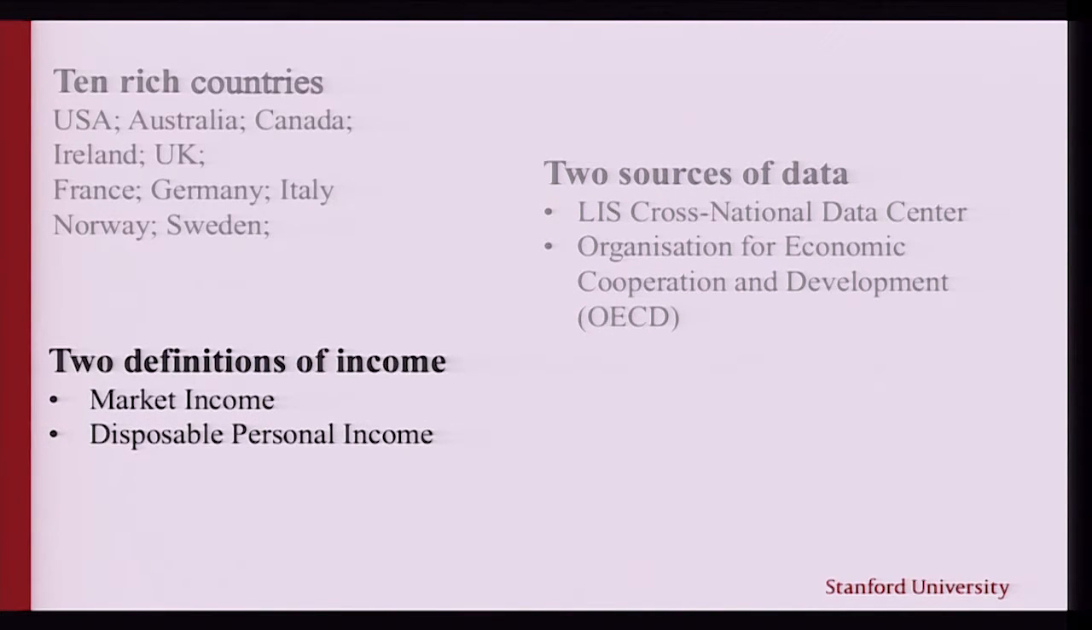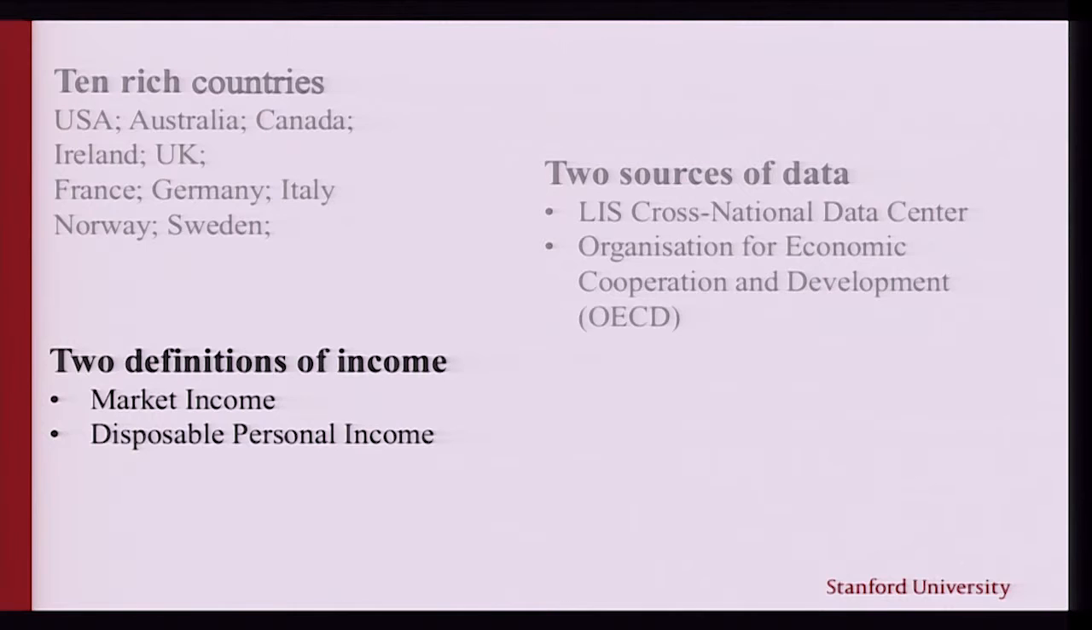And then, as Janet talked about, we're going to use two different measures of income. Market income, which is going to be primarily wages and earnings, and if you're self-employed, earnings, but it's also going to include interest, dividends, and rents. Then we're going to compare inequality before there's any explicit government involvement with what happens when there is explicit government involvement, with disposable personal income.